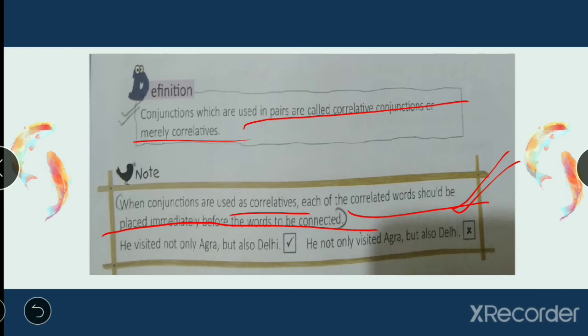See the example over here. He visited not only Agra but also Delhi. He not only visited Agra but also Delhi. Now see, not only is used before visited, but what are you connecting? You are connecting visited or you are connecting two places? You are connecting two places. So that is why this sentence is wrong. And which one is right? This is right. Why? Because not only but also came before the words that are to be connected. So remember, correlative conjunctions you are going to use before the word or phrase that you are going to connect.